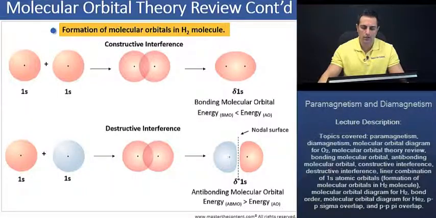Okay, now we'll take a look at the interaction of 1s atomic orbitals in the formation of molecular orbitals in an H2 molecule. Beginning here with constructive interference. When we have two 1s atomic orbitals that are in the same phase, they're going to combine, and the overlap portion here is going to add up, as we demonstrated previously, resulting in a sigma 1s orbital.